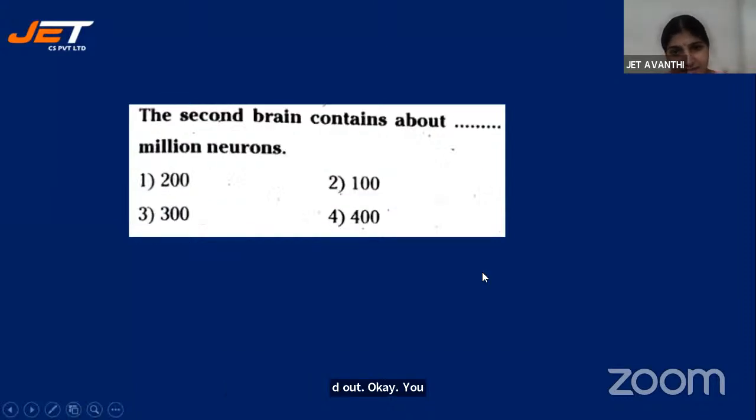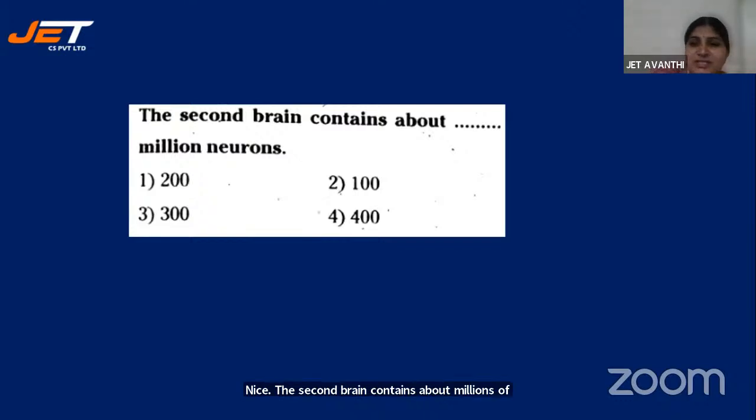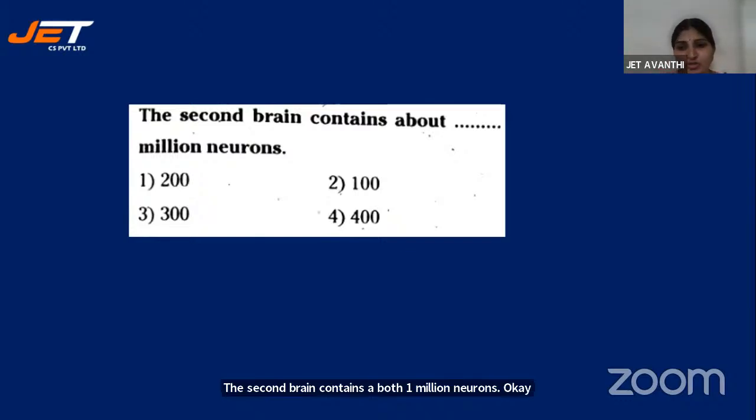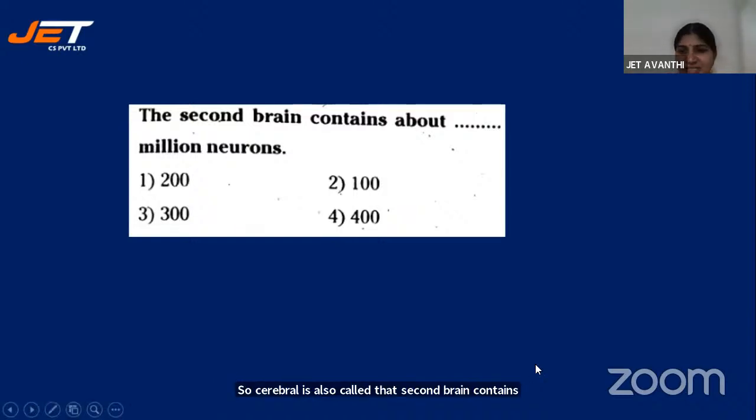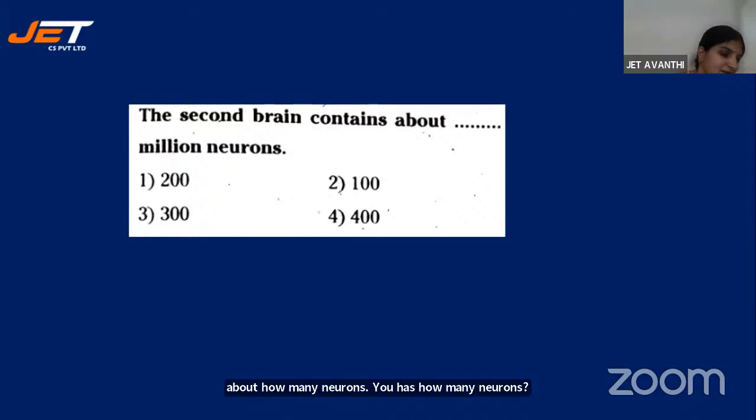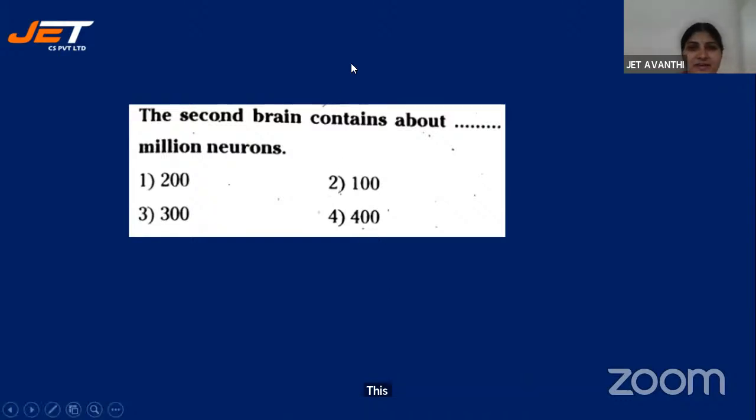Neurotransmitters. Very good. Nice. The second brain contains about millions of neurons. What is the second brain here? Cerebellum, cerebrum. The second brain contains about how many neurons? This is given in your textbook, children. Yes, answer, children.